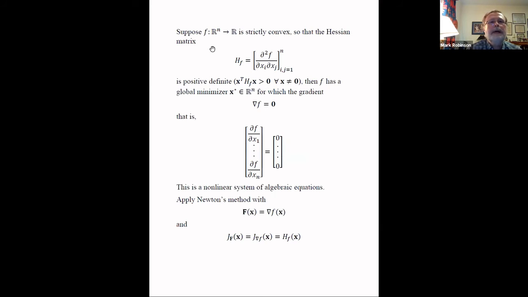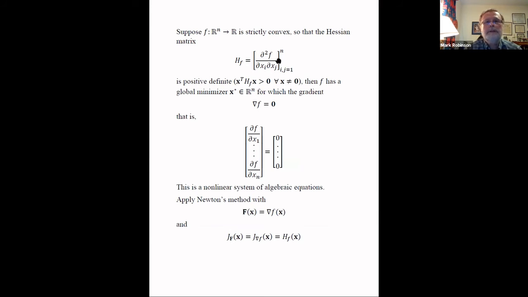Well, it happens that in a special case where this function is strictly convex, now remember we did that back in the one-dimensional case, that's where it was concave upward, right? If this particular function is strictly convex, then we have a global minimizer that can be found by using a version of Newton's method. If this function is strictly convex, then this Hessian matrix corresponding to the function f is positive definite.